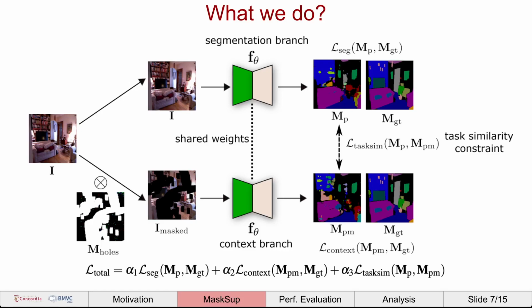We use a loss L context to learn short-range context among neighboring pixels as the branch predicts the semantic classes of masked pixels by leveraging information from the non-masked pixels. We also use a loss term L task sim to learn long-range context as the similarity of the two outputs is maximized, and hence enables us to better learn the shape of the semantic classes.